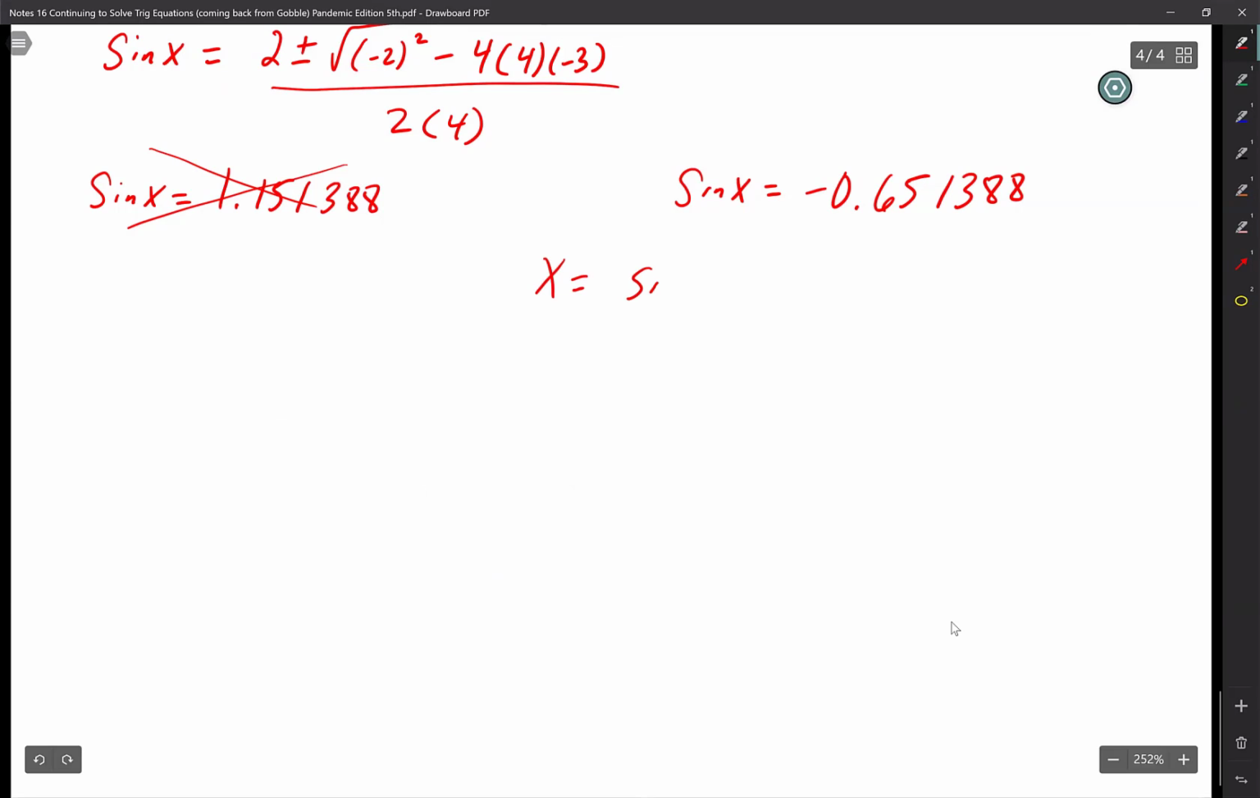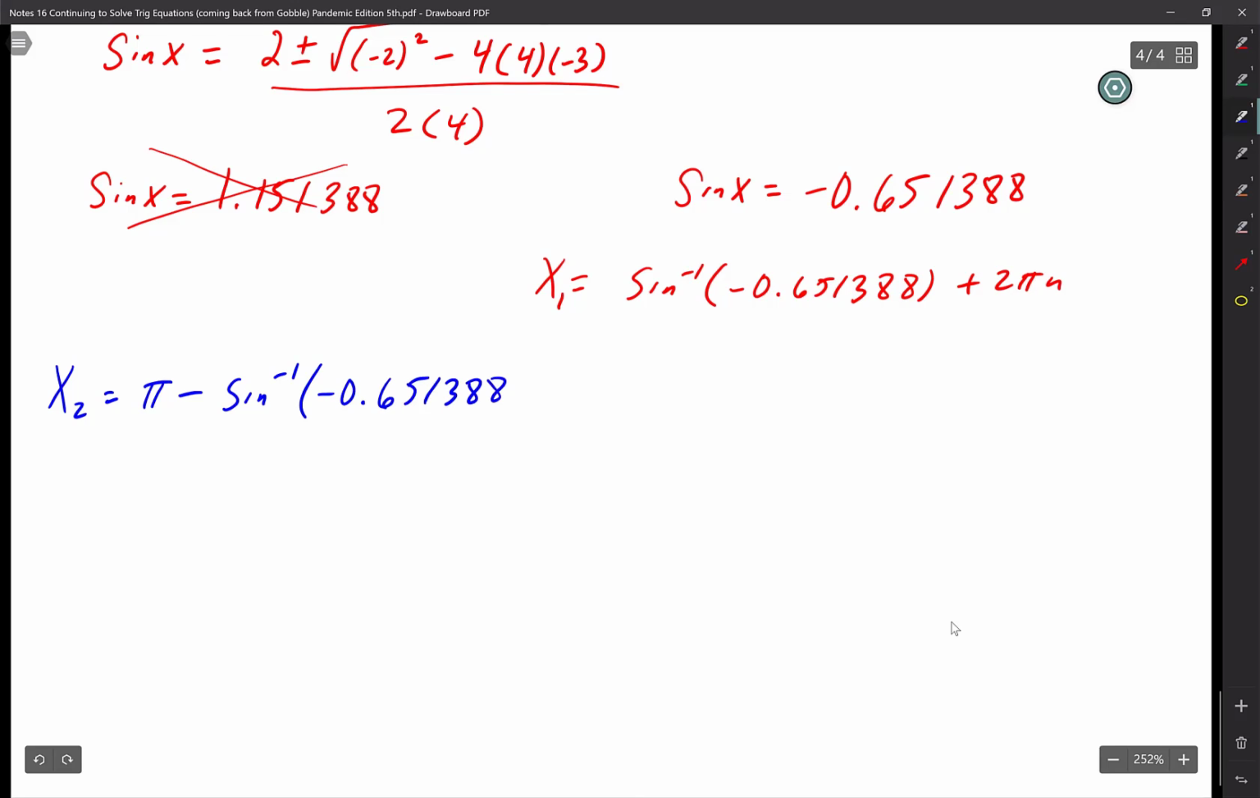X equals, here's my first equation, arc sine of -0.651388 plus 2 pi n. That's equation 1, so I'm going to put x1. And here's equation 2 over here in blue. Pi minus, because I think we're in radians, arc sine of -0.651388. Always use the exact value you have in your calculator's register. Use the memory, take advantage of that.